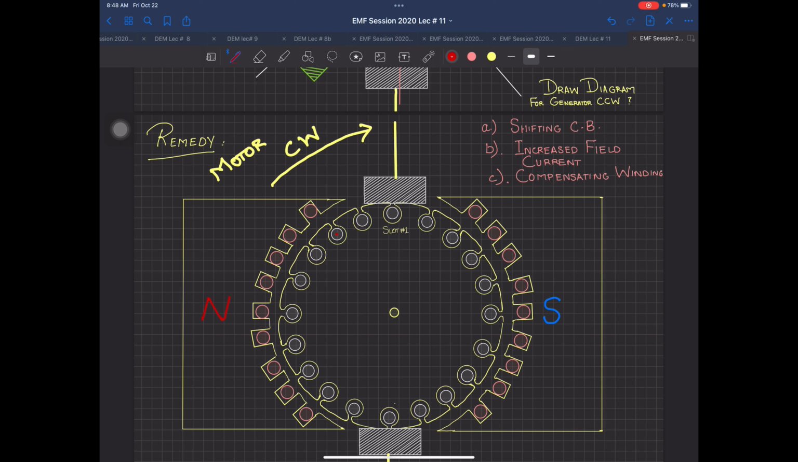Let me use a different color over here. This is dot, dot, dot, dot, dot. I'm not talking about shifting of carbon brushes at present. I'm just showing you how these crosses and dots are going to be there. Now this compensating winding, what you are going to do is break this winding. Okay, sorry.